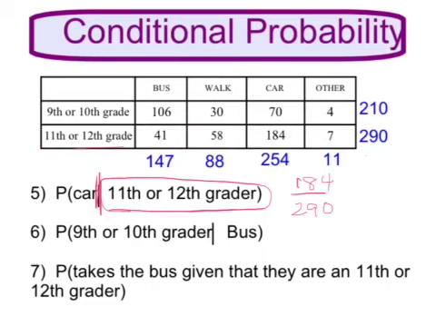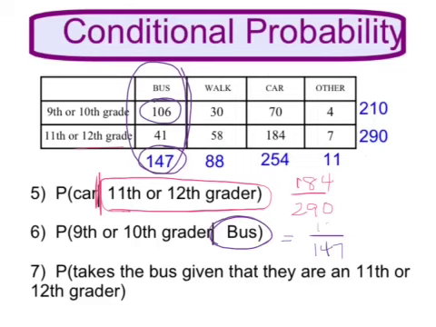Number 6 asks for the probability that I will select a 9th or 10th grader given that they ride the bus. Again, I'm only concerned with whatever is given. That's my condition: they have to ride the bus. So this time I'm going to circle a column of bus riders. There happen to be 147 bus riders, and out of those 147 bus riders, 106 are 9th or 10th graders.